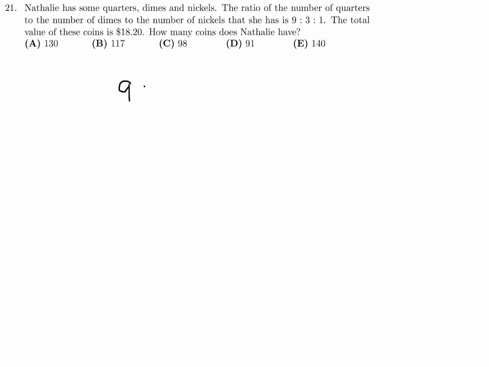9 to 3 to 1. Now, this represents the ratio of the quarters to the dimes to the nickels, correct? Now, that's just a ratio. That doesn't tell me how many. So what I have to do is first introduce an unknown. So I'm going to call it x. So the ratio is really 9x to 3x to x. All right? So that is what I'm going to first do in this question.